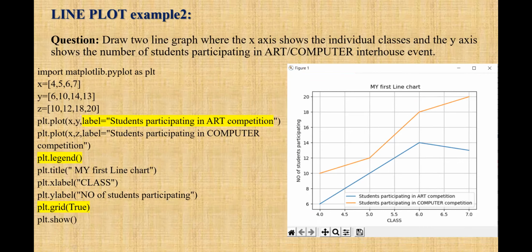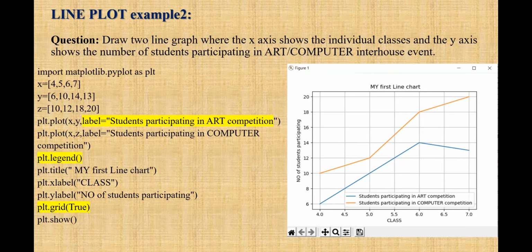Okay, like I want to display multiple data. See this particular question. Draw two line graphs where the x-axis shows the individual classes and the y-axis shows the number of students participating in art or computer inter-house events. So there are two events. I want one line to show me the art competition, another line to show me the computer competition, but my x-axis remains same. So you have different y values, keeping x same.